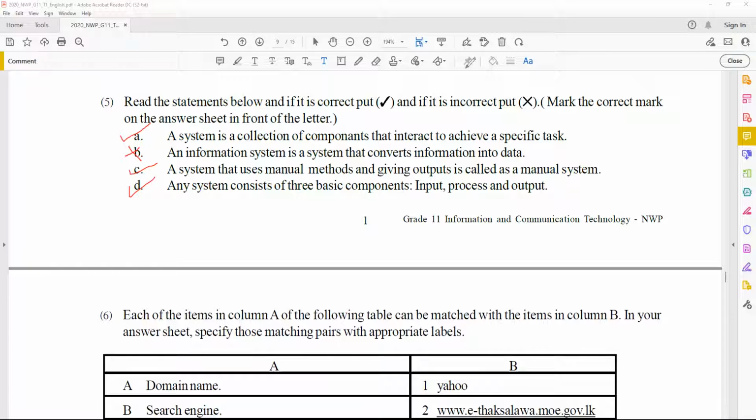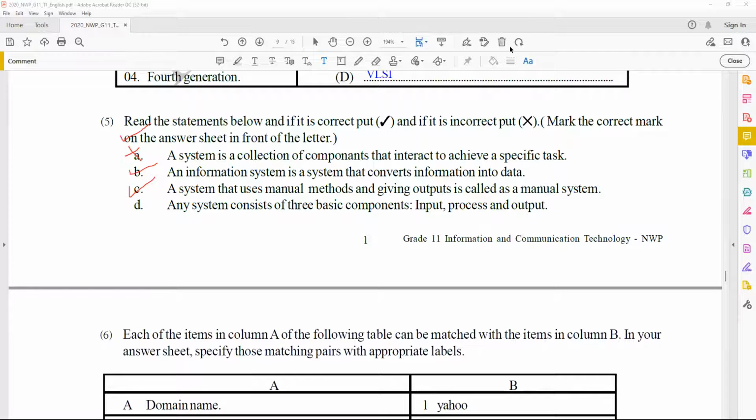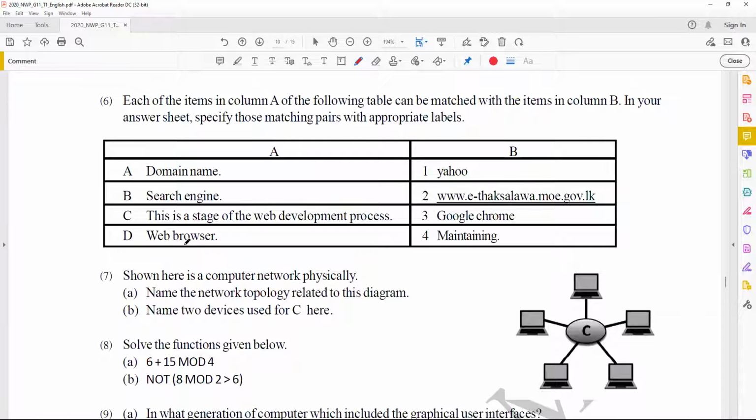Right. Question number 6. This is true, this is false, this is true, this is true. Okay. Each of the items in column A of the following table can be matched with the items in column B. In your answer sheet, specify those matching pairs with appropriate labels.